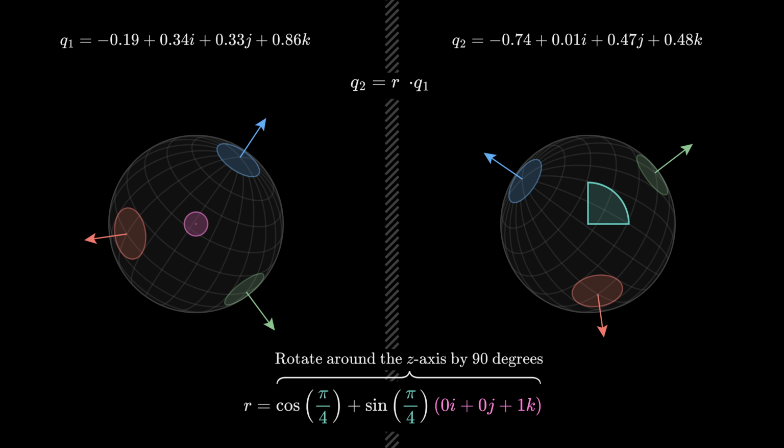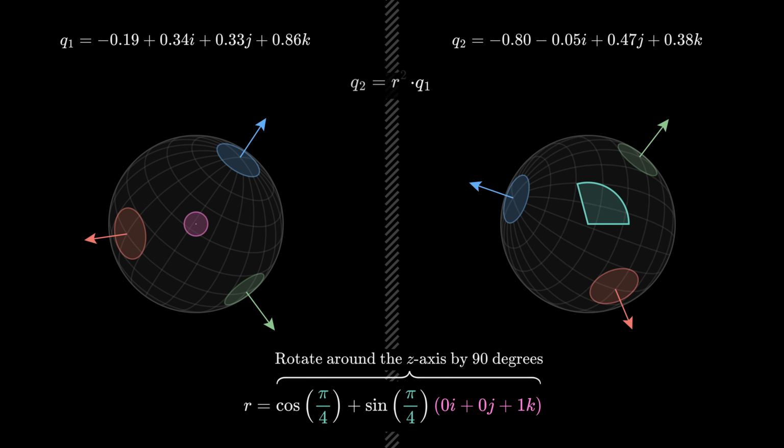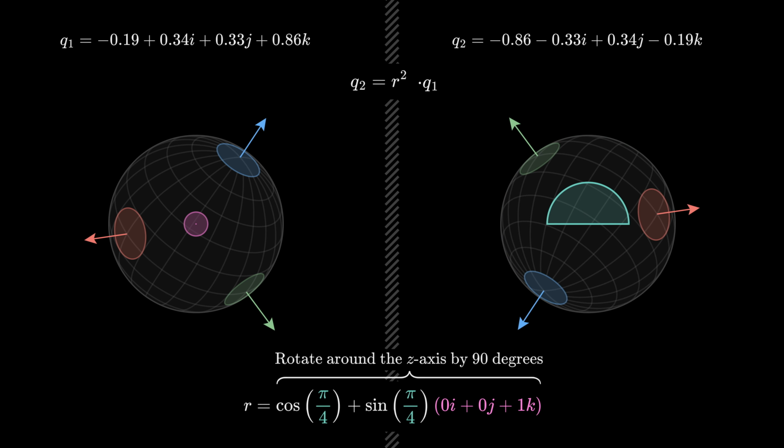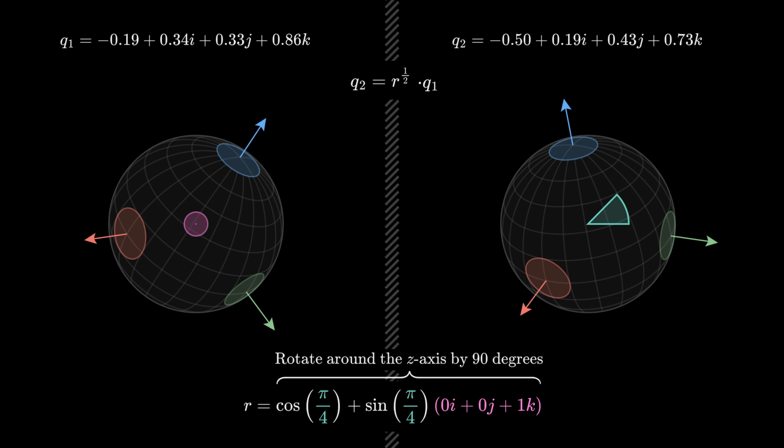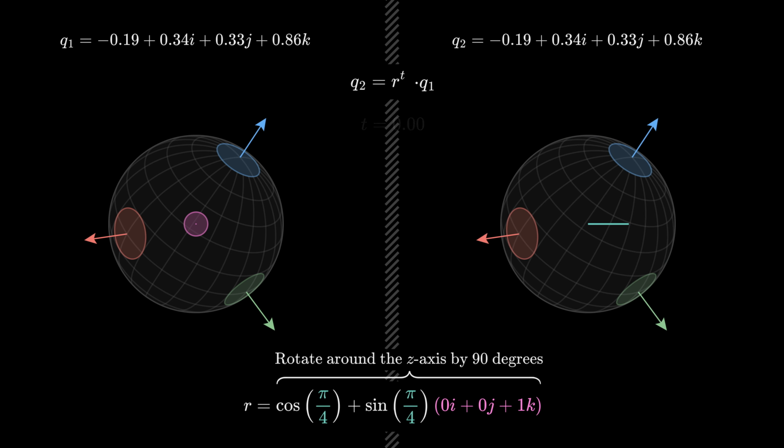To rotate 180 degrees around the z-axis, we can apply this rotation twice, which is the same as raising the rotation quaternion to the power of 2. Conversely, to rotate by 45 degrees, we can raise this quaternion to the power of 1 over 2. In general, to calculate the value of the rotation between the start and end of the rotation, we raise the rotation to the power of t, where t is a number that goes from 0 to 1. This is how we interpolate the value of the quaternion between the two orientations.